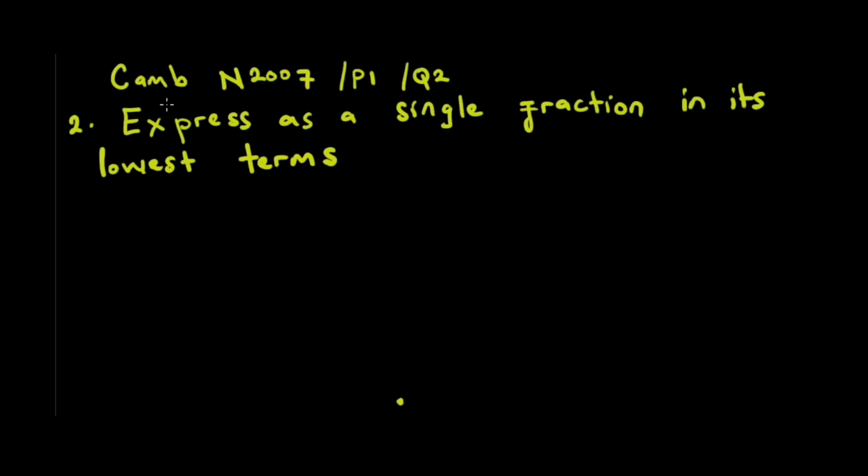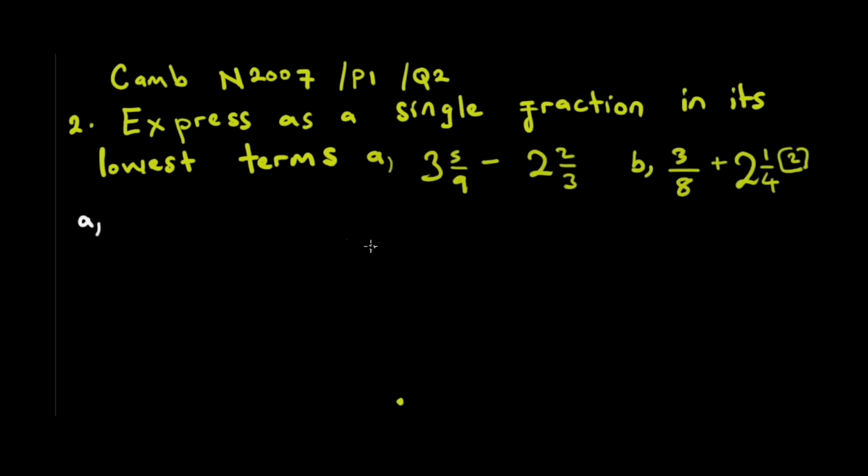Number 2, taken from Cambridge, November 2007, paper 1. It says express as a single fraction in its lowest terms. A, 3 and 5 over 9 minus 2 and 2 over 3. So we must first convert this mixed number into an improper fraction. We do the same for this mixed number also. So 9 times 3, 9, 18, 27, 28, 29, 30, 31, 32. So it's 32 over 9.